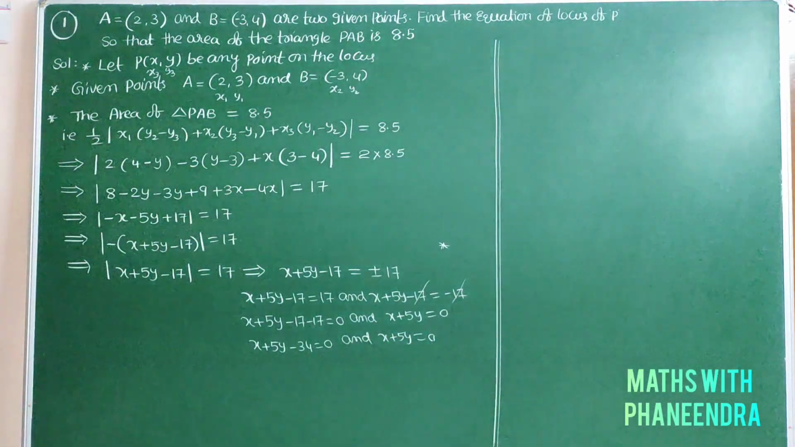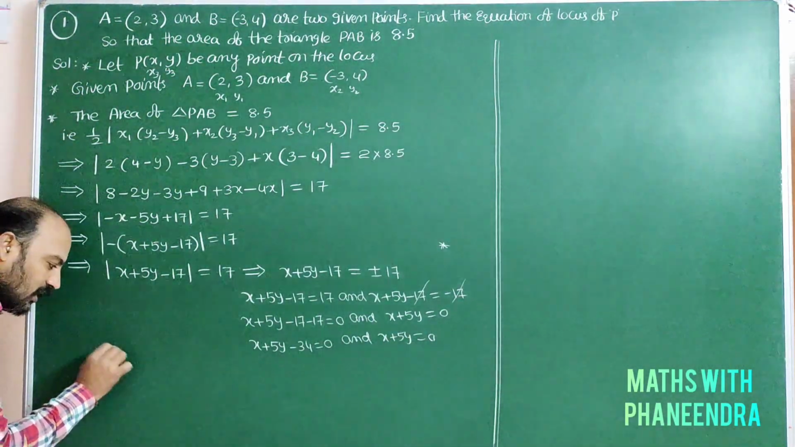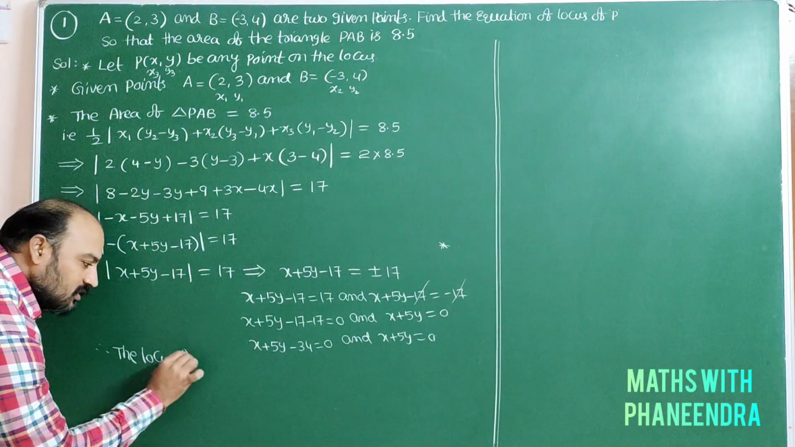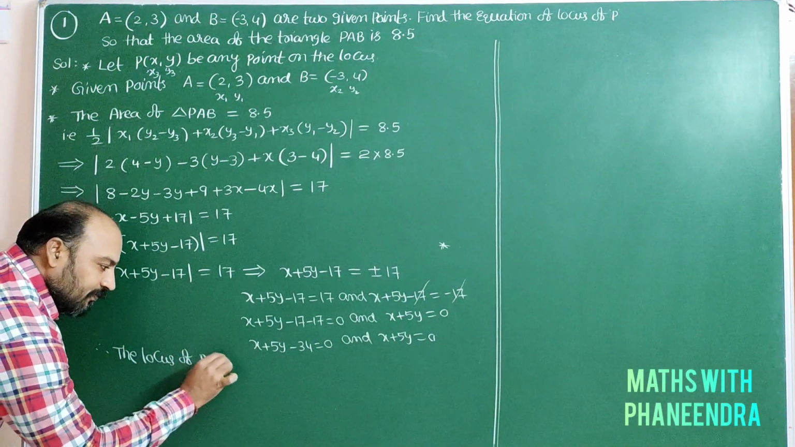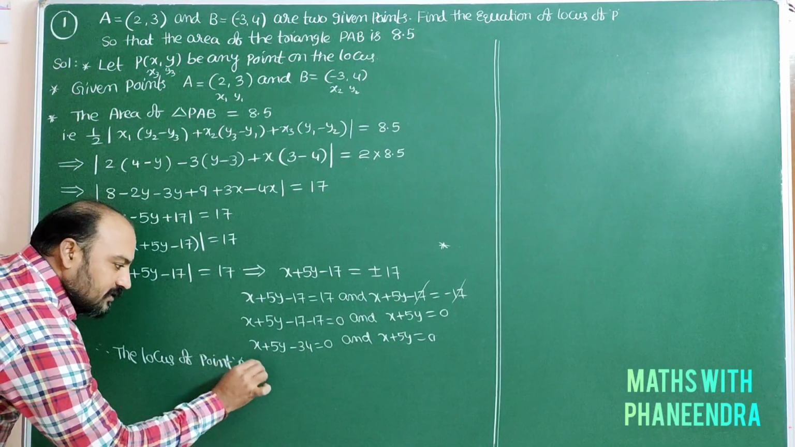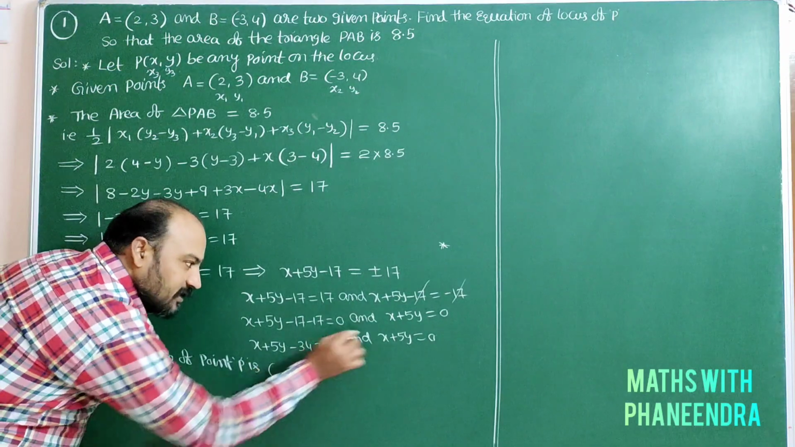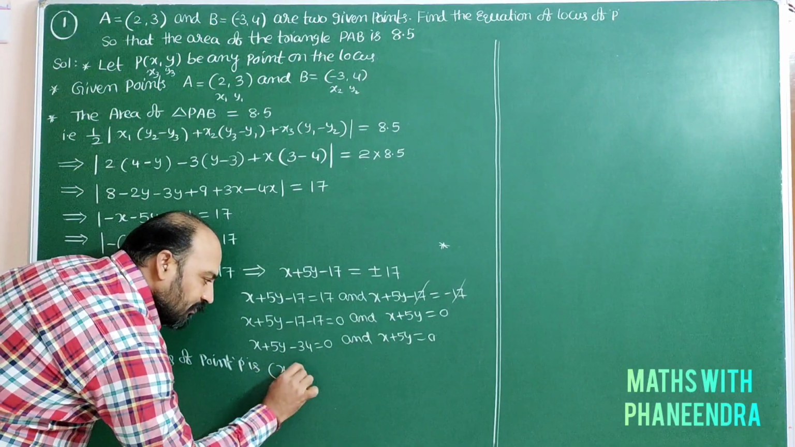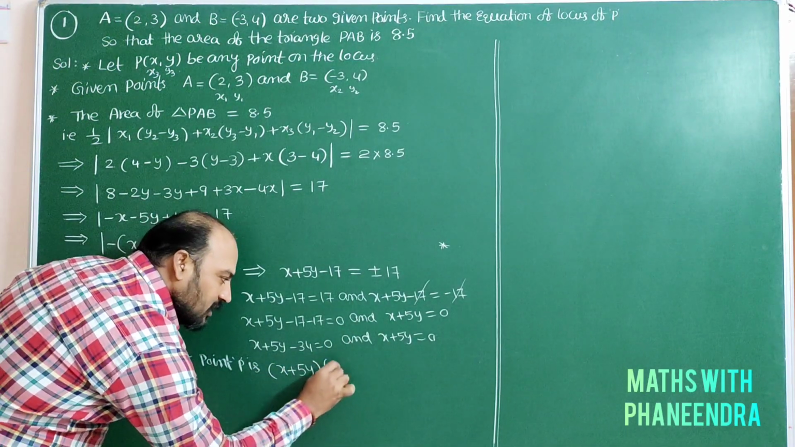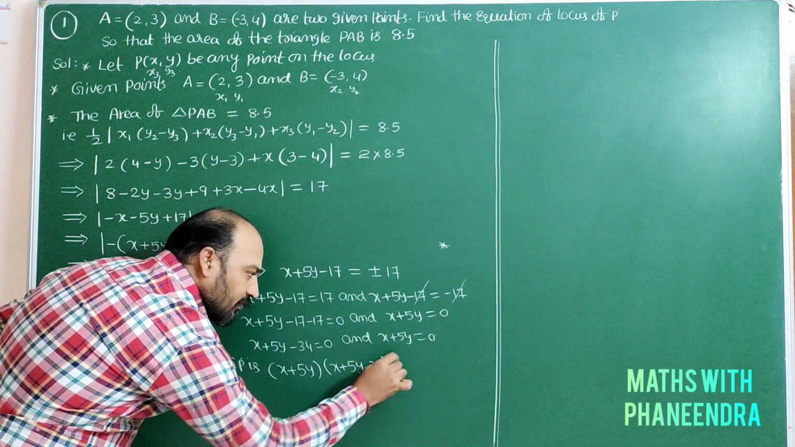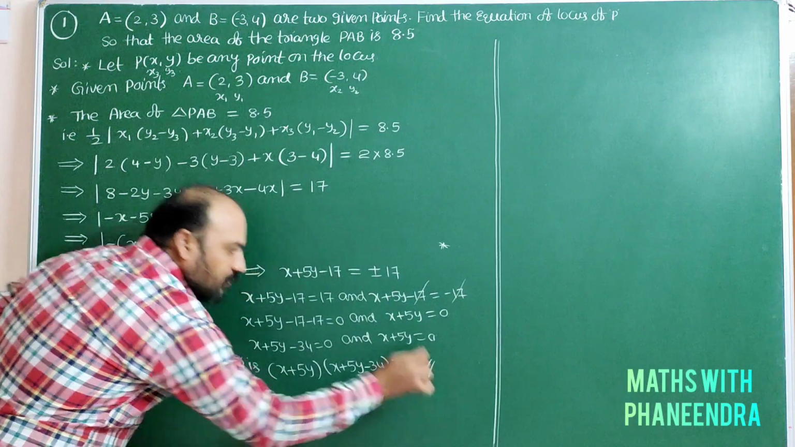Last, the conclusion step. Therefore, the locus of point P is just the combined equation of these two. So x plus 5y into x plus 5y minus 34 equal to 0.